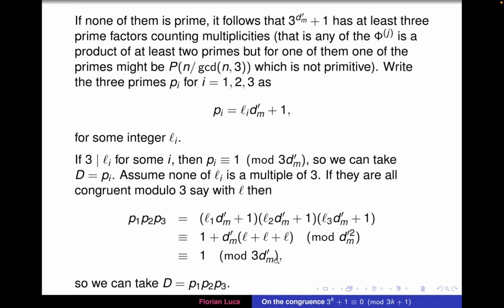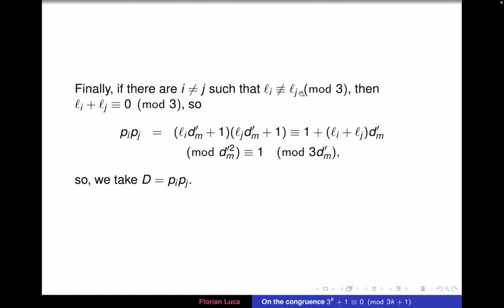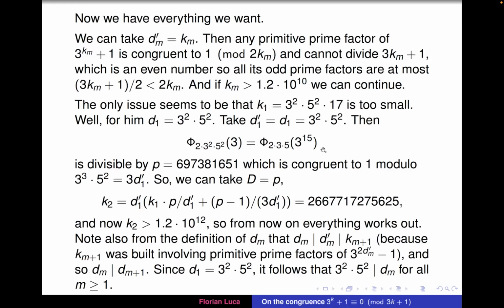Then you say, okay, what's the only case that's left? The only case that's left is that none of them is 0 mod 3 and 2 of them are different. But if 2 of them are different, then their sum is 0 mod 3, because the 2 different ones must be 1 and 2 mod 3. So I multiply those 2 guys and again I get that. So somehow I say, oh, okay, maybe I have everything I need now.